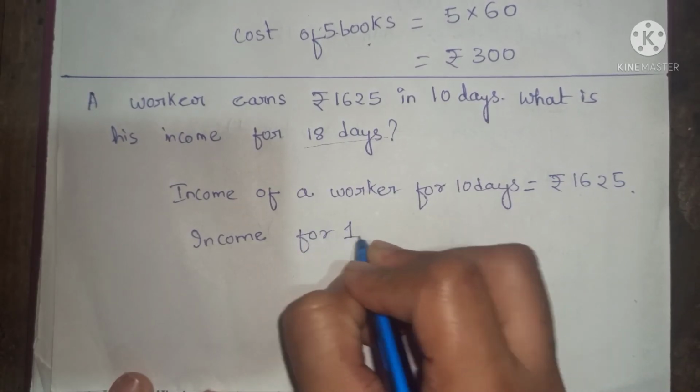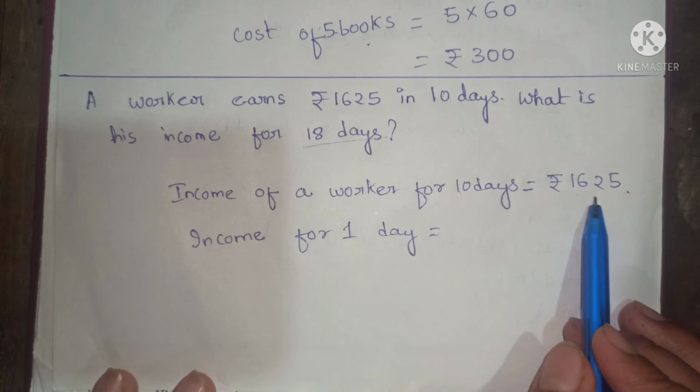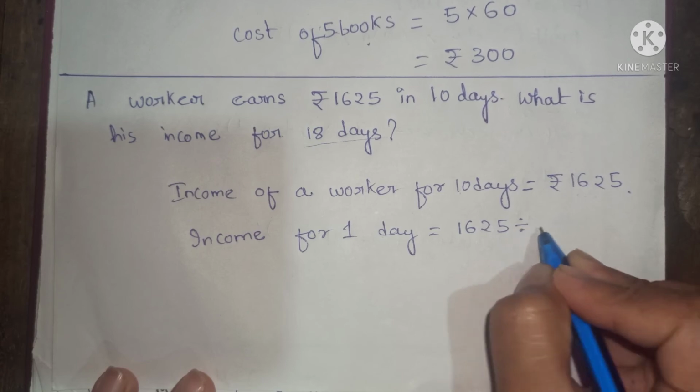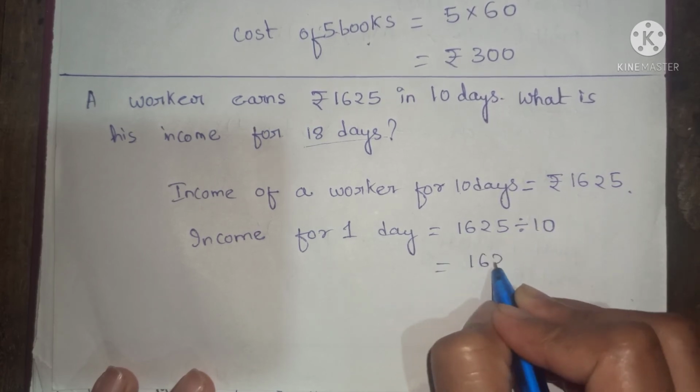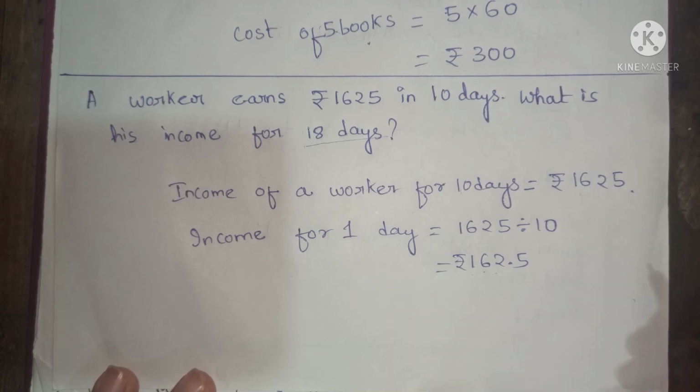Income for one day. So for 10 days it is 1625. So for one day it will be 1625 divided by 10. So we will get 162.5. Okay, so he earns rupees 162.50 paise in one day.